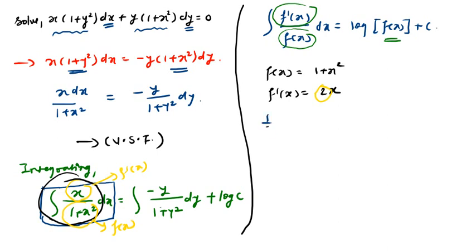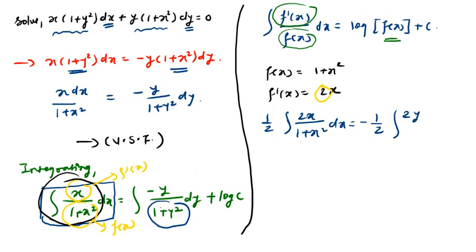So this will be 1 by 2 integration 2x upon 1 plus x square dx, minus, in a similar way on the right side, integration of the derivative of this term. The derivative of 1 plus y square is 2y, but what is there? Only y. So multiply and divide by 2. So this will be 1 plus y square dy plus log of c.